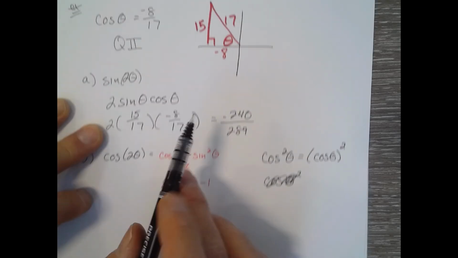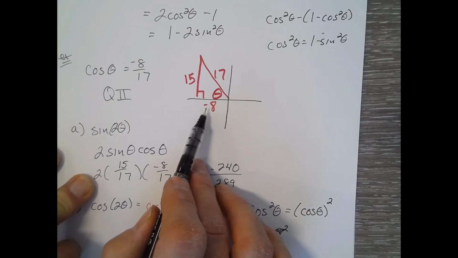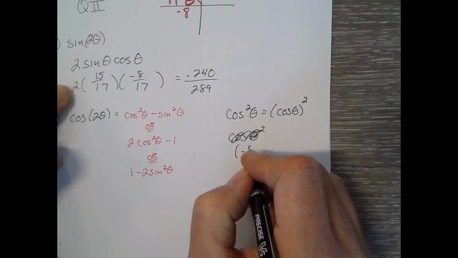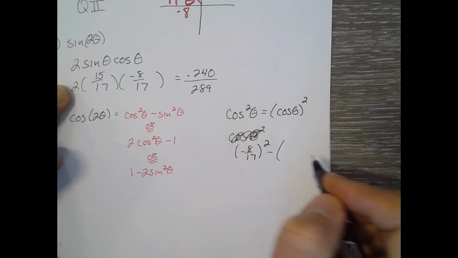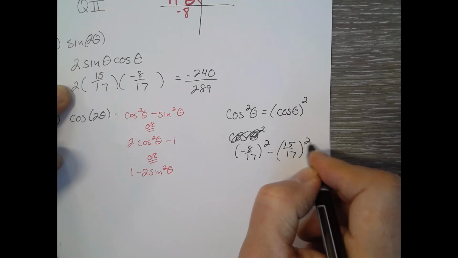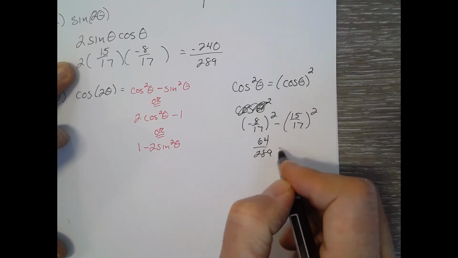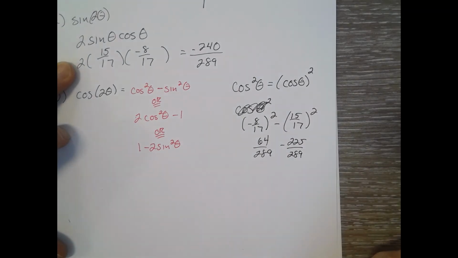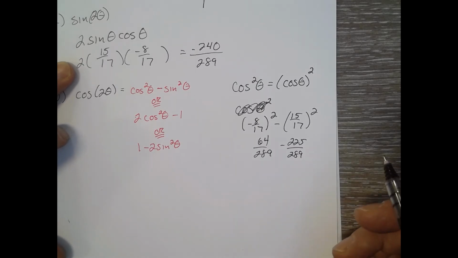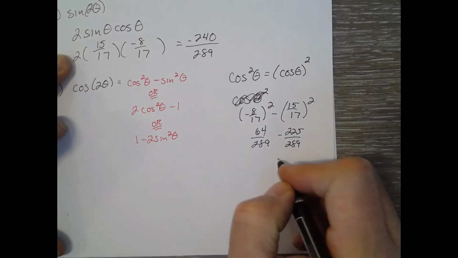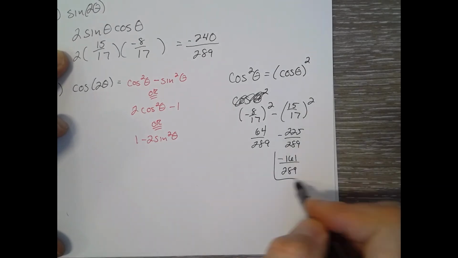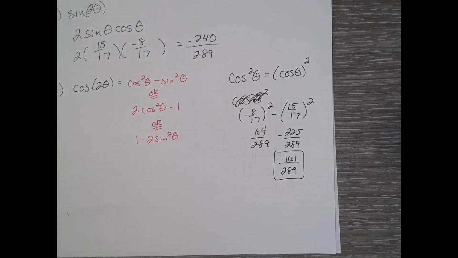We know that the cosine of theta is negative 8 over 17 minus the sine squared, negative 8 over 17 squared minus sine 15 over 17 squared. So 64 over 289 minus 225 over 289. What is that? Negative 161 over 289. Anybody else get that? Okay, I see 2 hands. I'm going with it. I'm recording this, so don't make me look bad. It's not right.